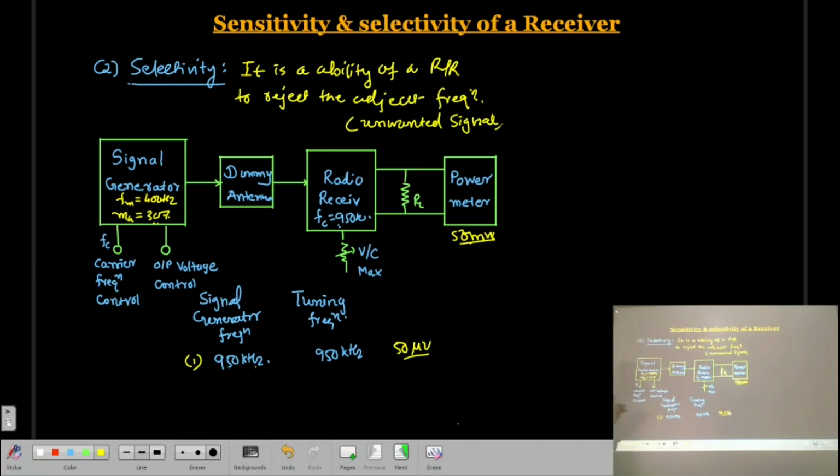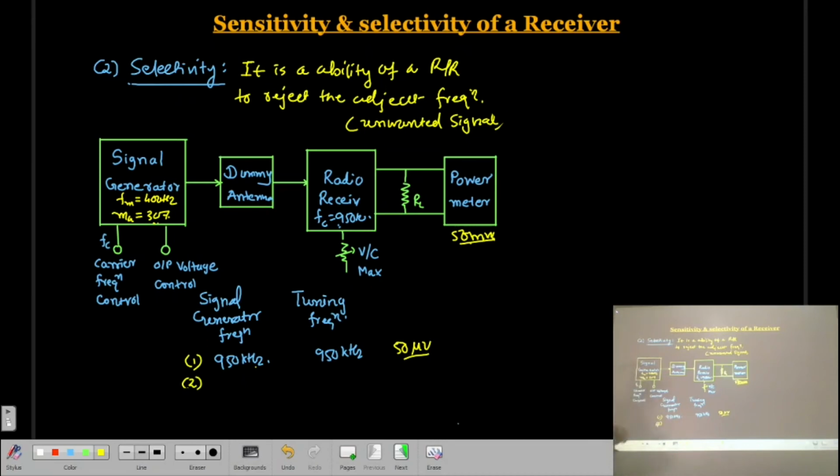Again, my signal generator frequency is 950. The radio is also tuned at 950 kilohertz. We change the amplitude of the 950 kilohertz from the signal generator so that the 50 milliwatt output is present, and for that let us say my required input signal is 50 microvolts. Okay. Now what is the next step?